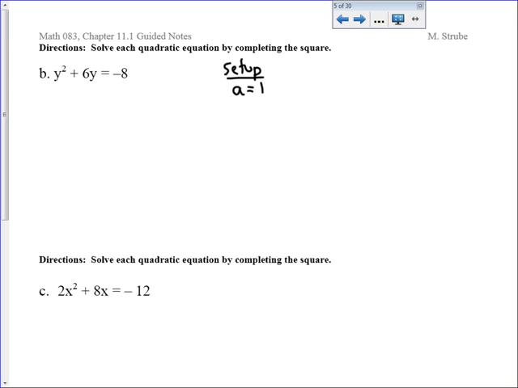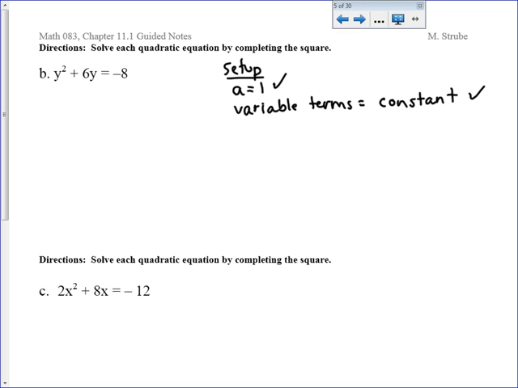So in my problem in B here, do I have A equal to 1? Yes, A is the number in front of, in this case, y squared. So there's nothing there other than 1, so we're all set. The second part of your setup that you're looking for is that you have your variable terms equal to your constant. So that means anything with an x is on one side and the plain number is on the other. Is that true in this problem? Yes. So that means I'm good to actually go to start completing this square.